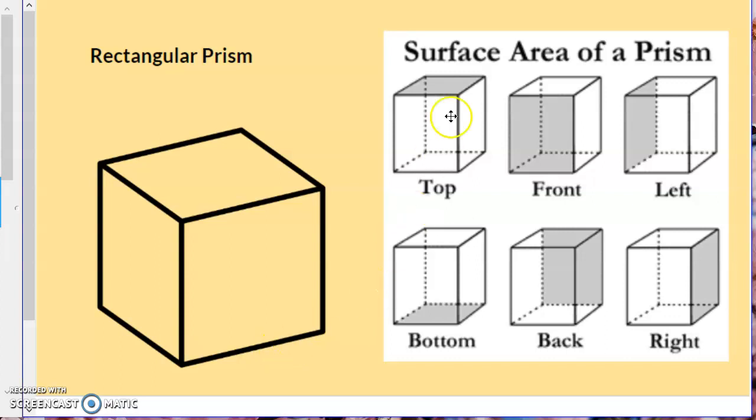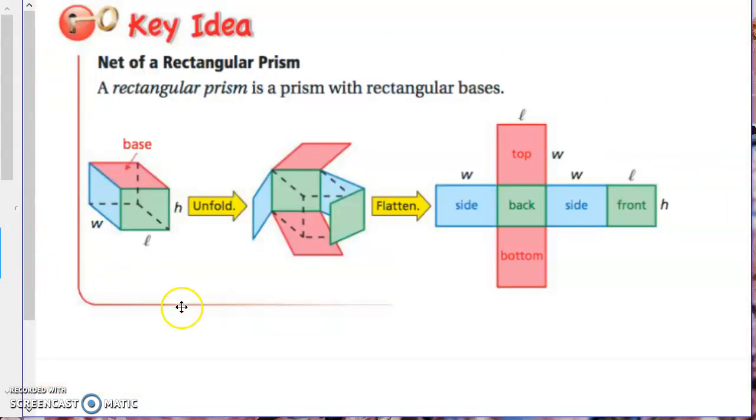And you know on a rectangular prism, you have a top and a bottom that are the exact same shape and size. You have a front and a back, which are the exact same shape and size. And then you have a left and a right that are going to be the exact same shape and size. So if you unfold a rectangular prism, you can see that we have a net that looks like this. Top and bottom are the same, left and right are the same, back and front are the same. And they're all in the shape of rectangles, and we know the area of a rectangle is length times width, or for this one it would be length times height.